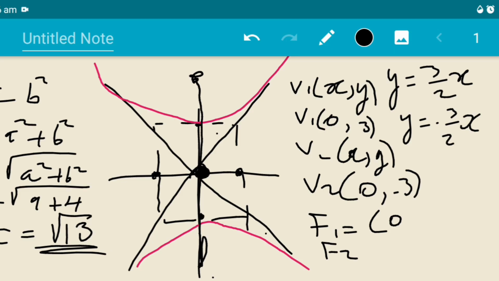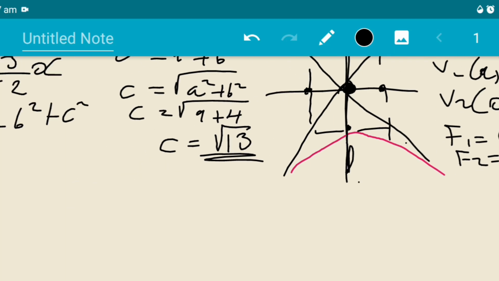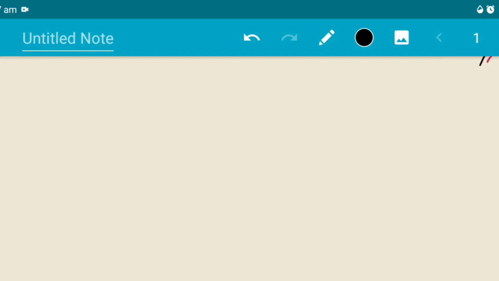So it would be the root of 13 positive and 0 comma negative the root of 13. So we found everything, the focus, we've graphed it, we've pretty much done everything. So let's just do another example, just so that these things should stick.